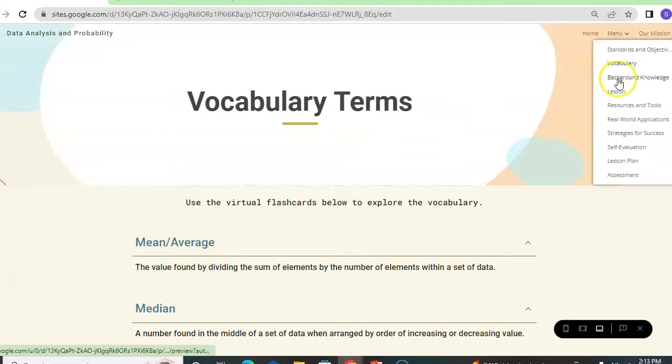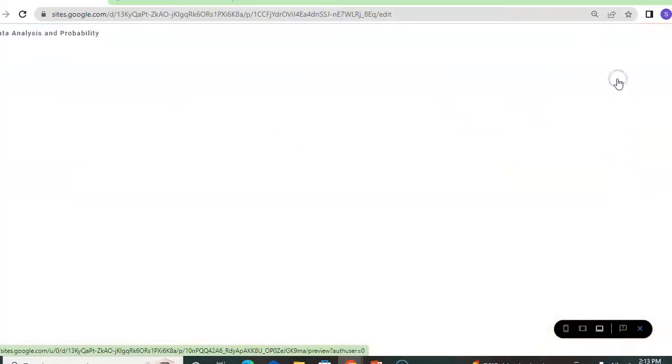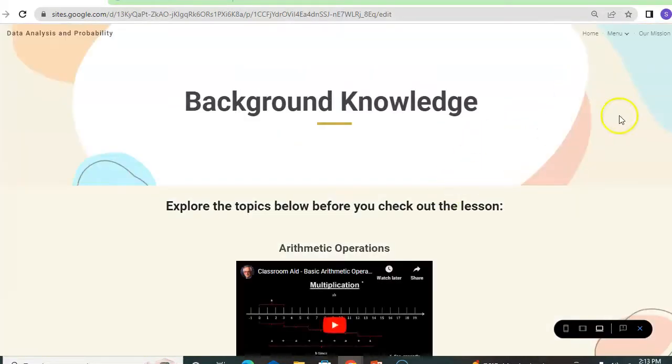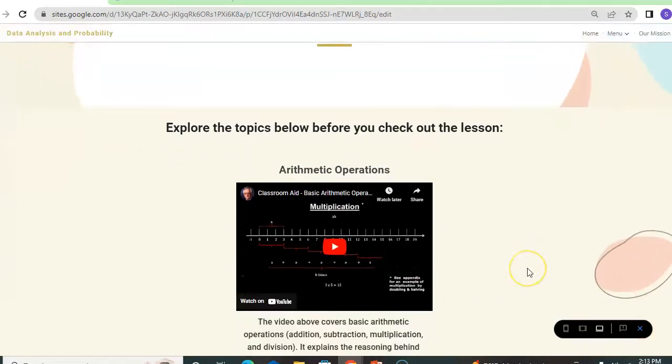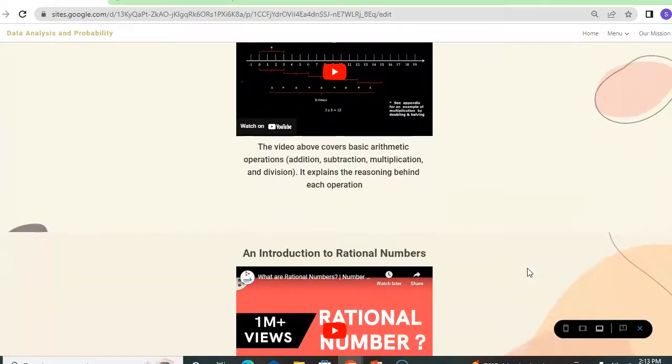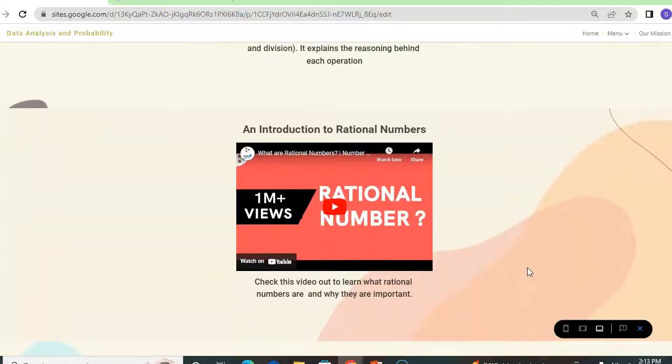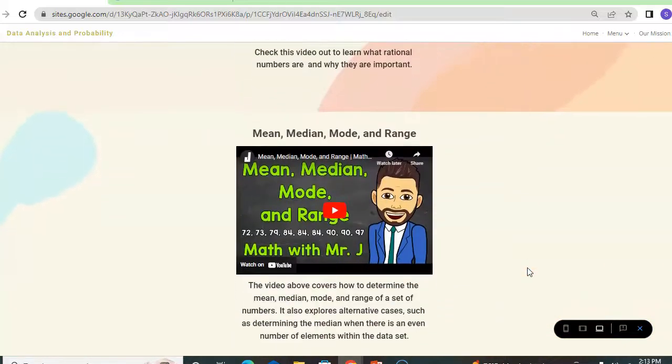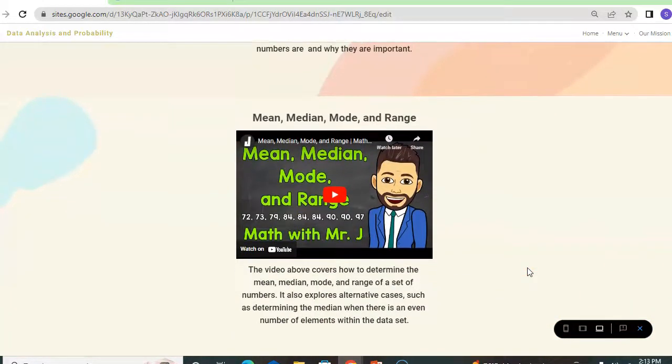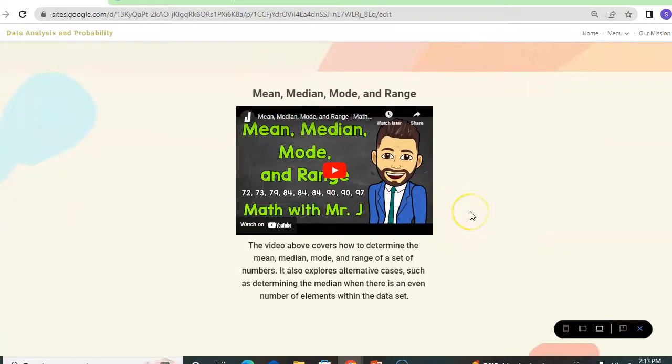Next, we will explore the background knowledge page. This section describes the information that a student should be able to recall before new instruction begins, the most important of which is the final video, which talks about the mean, median, mode, and range. This is a very large part of today's lesson.